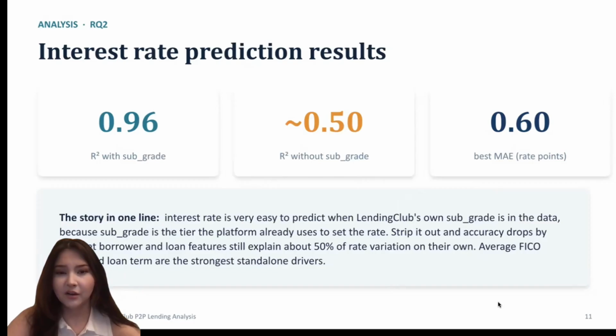With subgrade included, all 3 models achieved an R-squared value of 0.95, meaning the models explained over 95% of interest rate variation. That result makes sense since subgrade is the tier LendingClub already uses to set the rate, so it's largely reconstructing the label that encodes the answer. Without subgrade, the R-squared drops to around 0.50. The lowest it dropped to was 0.44 for the linear regression model. The strongest standalone predictors were the average FICO score and loan term, and the best MAE was 0.60 rate points.